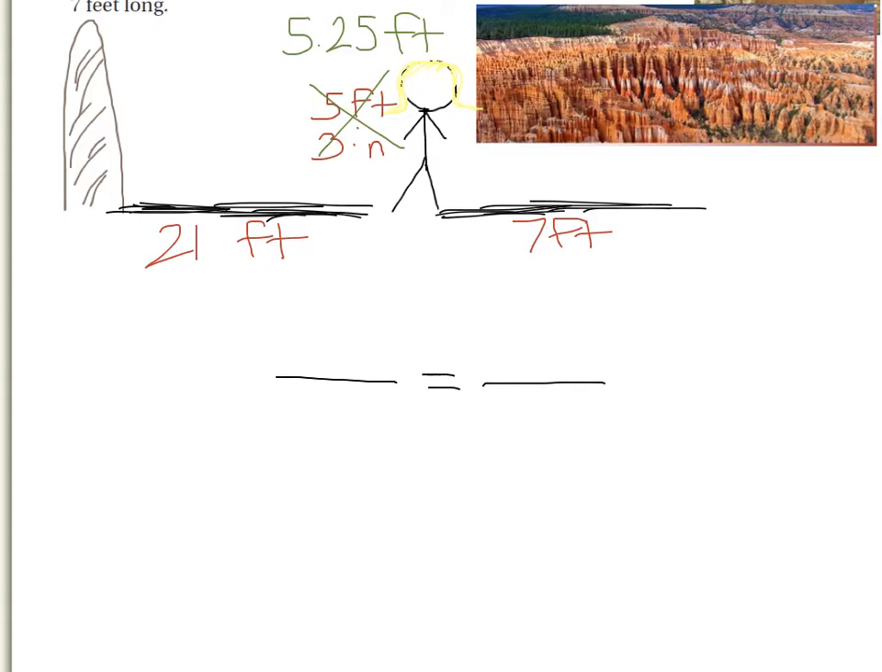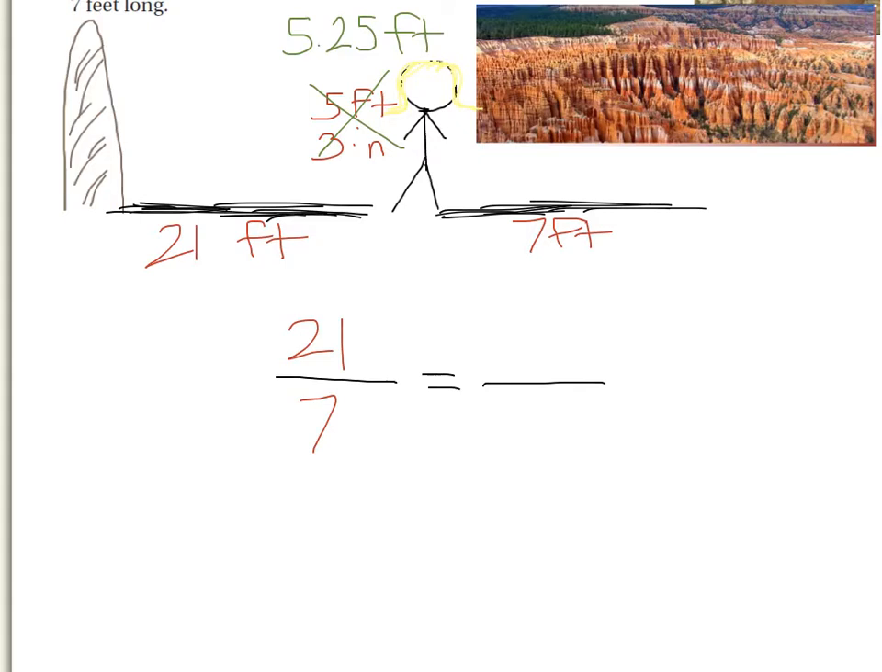However, the concept remains the same. If I were to ask you what's the corresponding side to perhaps the shadow of the rock, which is 21 feet, it would also be the shadow of the female, which is 7 feet. So one way we can set this up is we can say 21 feet over 7 feet, because the 21 and the 7 are corresponding sides.